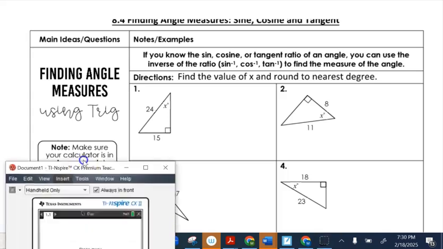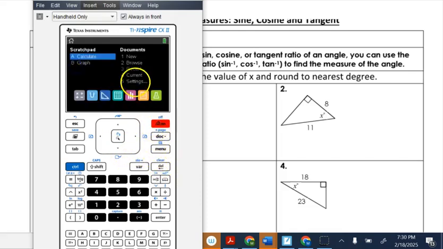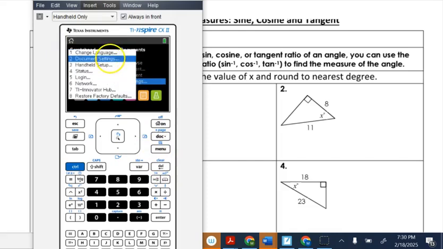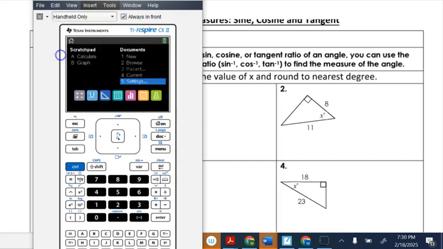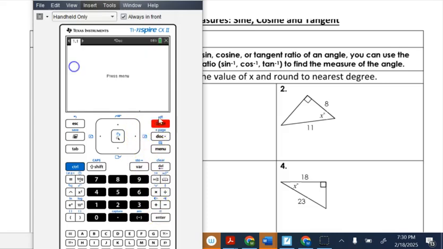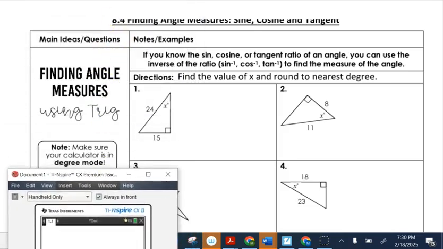The first thing I want you to look at is to make sure that our calculator has degree written right here. Mine says radians. So we're going to go to settings, go to document settings, change this angle to degree, press OK, and then you should be good. It needs to be on degrees for you to get the correct answer. So let's begin right here.